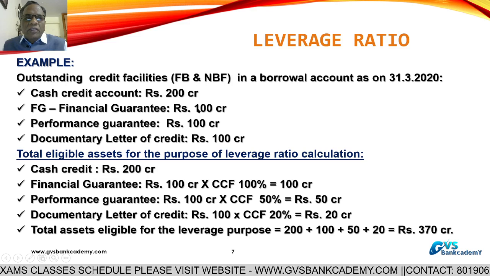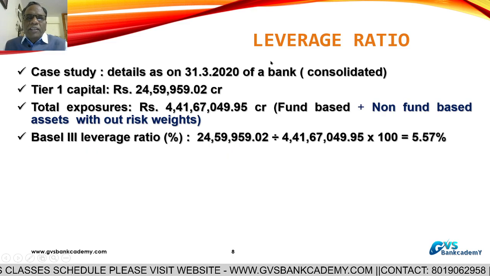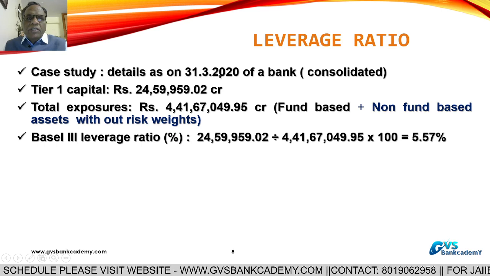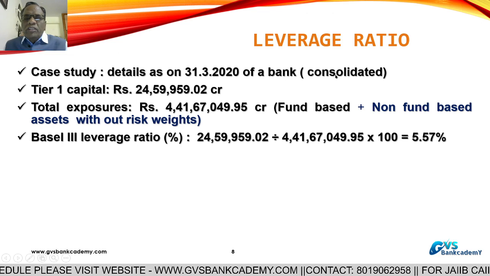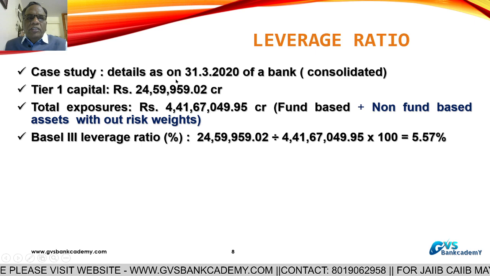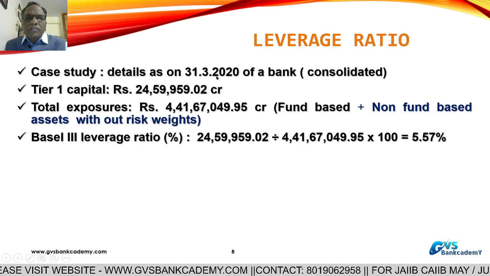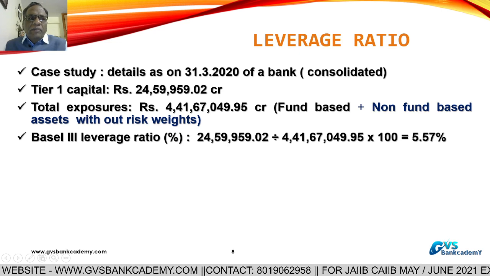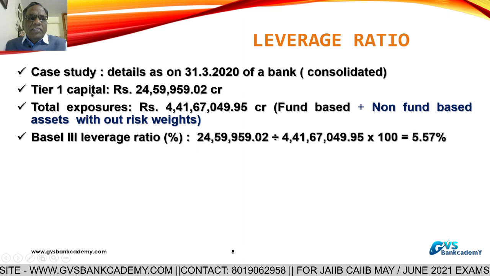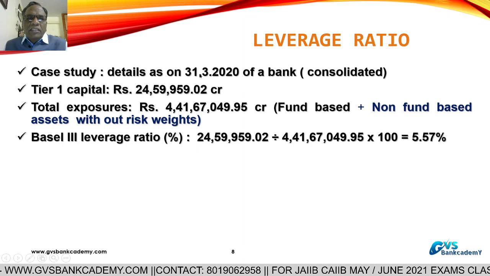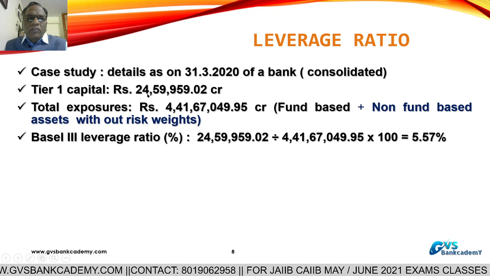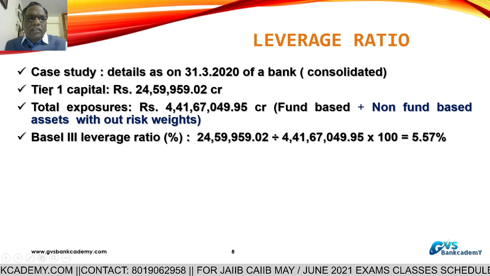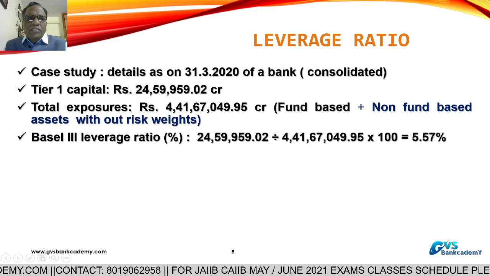facilities for exposure calculation. Now, a small example, bank as a case study. Details of a bank as on 31st March 2020 in the consolidated position are as follows. This is the outstanding position of the bank as on 31st March 2020. Tier 1 capital of the bank. Tier 1 capital means common equity Tier 1 capital plus additional Tier 1 capital of the bank as on 31st March 2020 is 24 lakhs 59,959.02 crores. This is the Tier 1 capital measure.